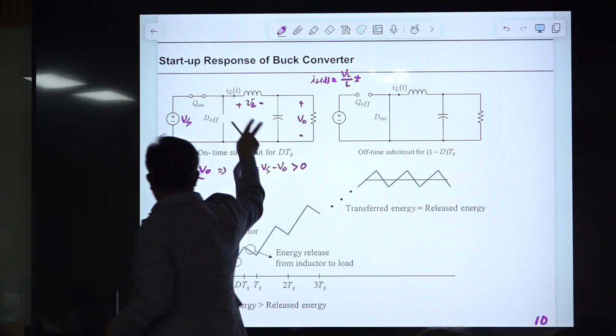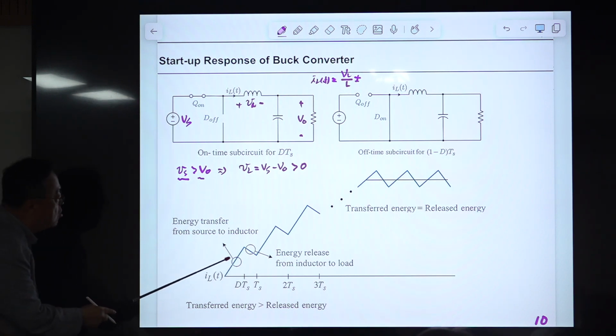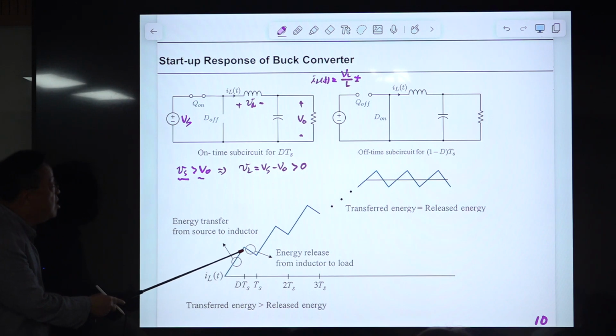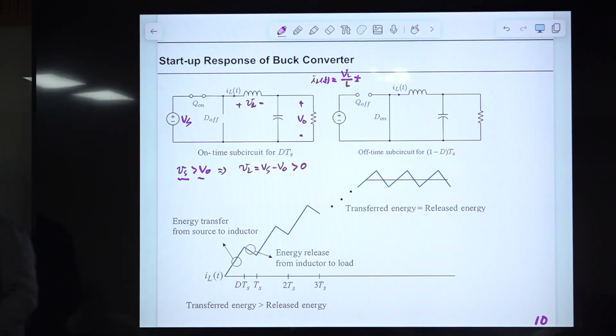So in this on-time period, the inductor current is increasing. It starts from 0 and keeps increasing. That means the energy stored here is increasing. That means energy is transferred from the source to the inductor. So during the on-time period, energy transfer will occur from the source to the inductor.